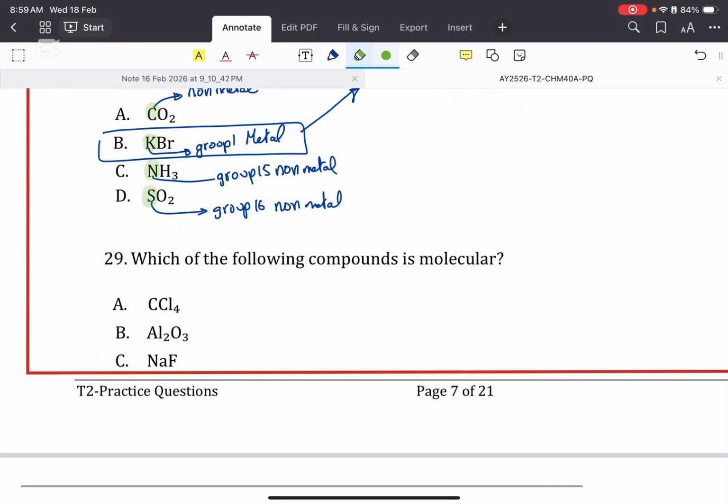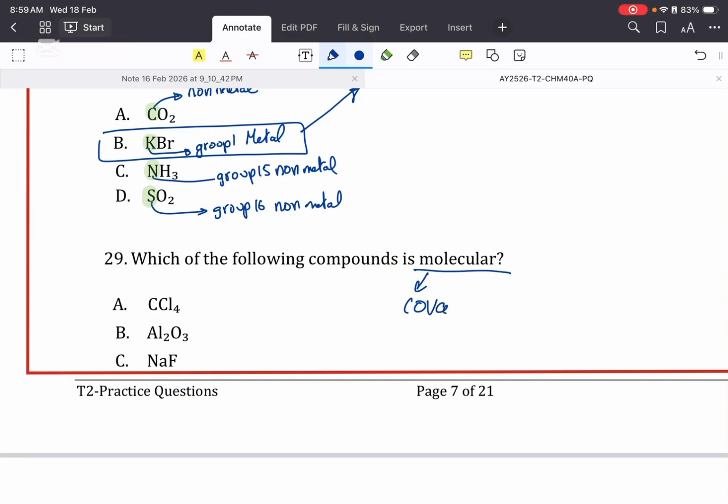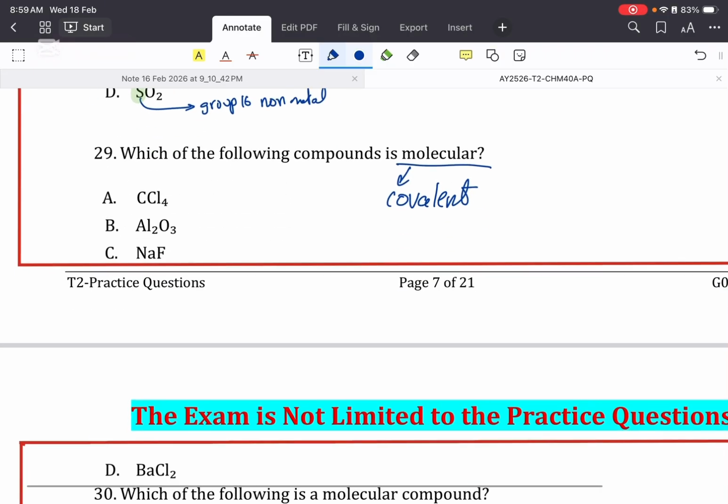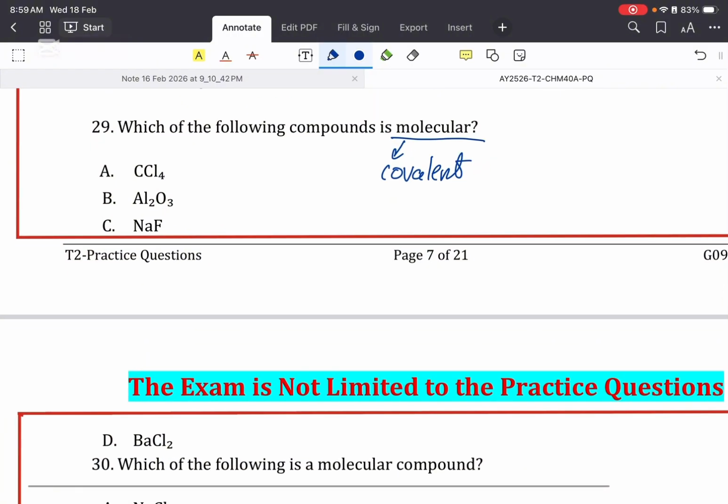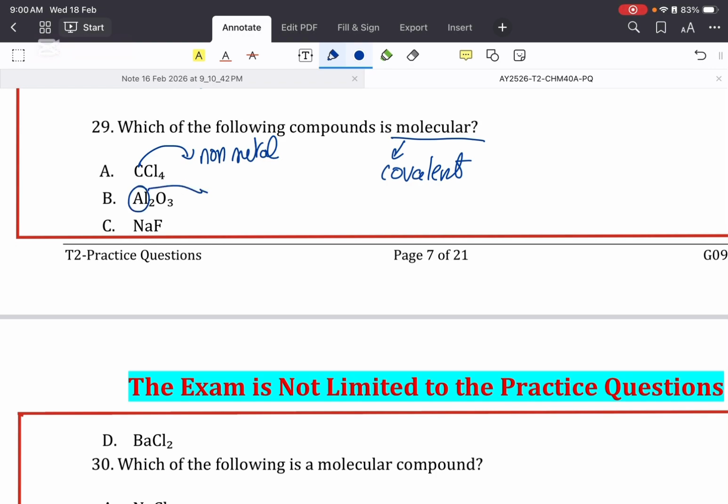It would be enough. Which of the following compounds is molecular? So they mean which of them is covalent. So let's look at the periodic table. N, non-metal. Aluminium, group 13, metal. Sodium, group 1, that's a metal. Barium, group 2, that is a metal.